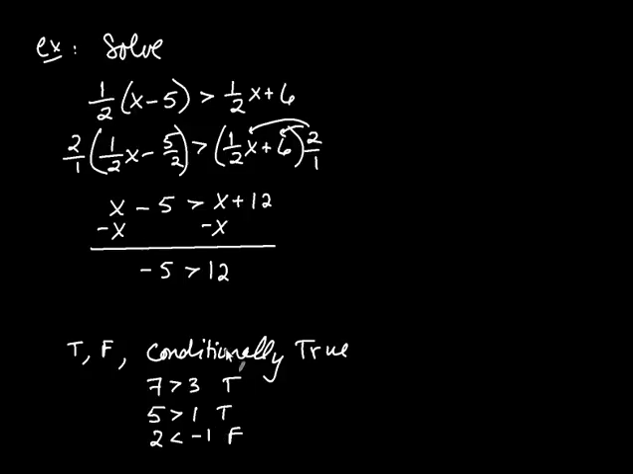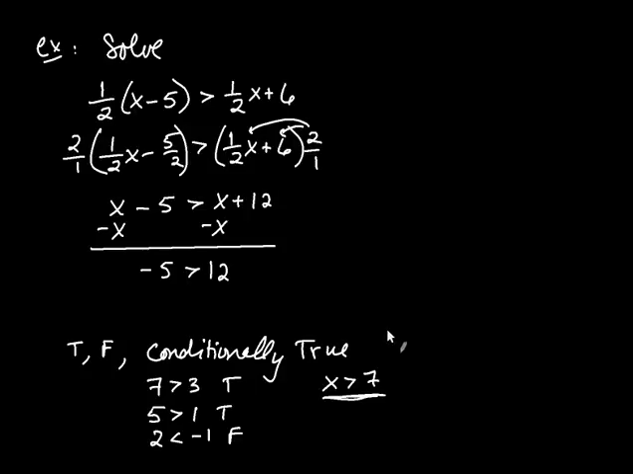Now, conditionally true, those are statements that can be made true with the correct substitution. So for example, if I write this, x is greater than 7, well, that statement is true if you replace an x with like an 8 or 7.5 or anything larger than 7, right? So this statement right here is what we call conditionally true.